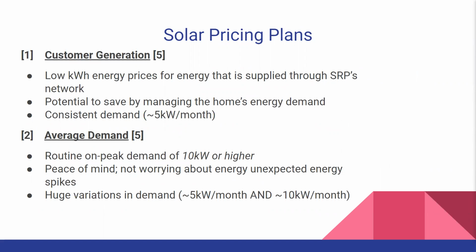Solar pricing plans, low kilowatt energy prices supplied through SRP's network, and customer generation. There's potential to save by managing the home's energy demand and the consistent demand. The average demands are routine on-peak demand of 10 kilowatts or higher, which gives you peace of mind, not worrying about unexpected energy spikes and huge variations in demand, such as during the winter and summer months, when you will have a difference in your power usage.